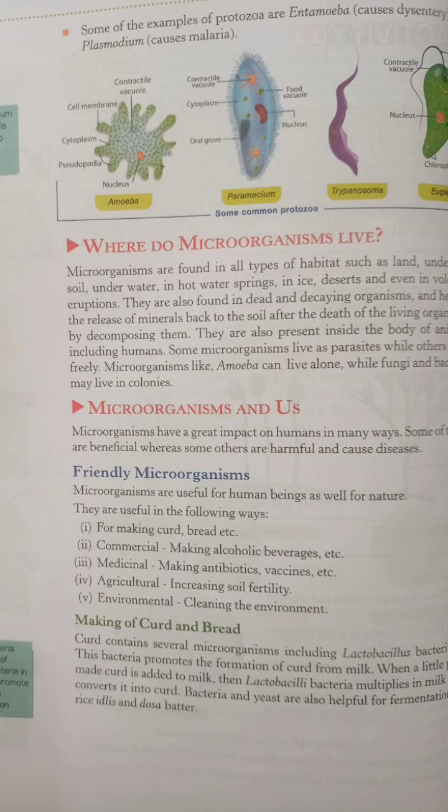Then protozoa are mostly unicellular organisms, and they have a parasitic mode of nutrition. One thing to understand is that fungi are normally found in moist and humid places. Bacteria can be found anywhere, and protozoa can be found anywhere too, but the majority of protozoa are found in aquatic regions only.